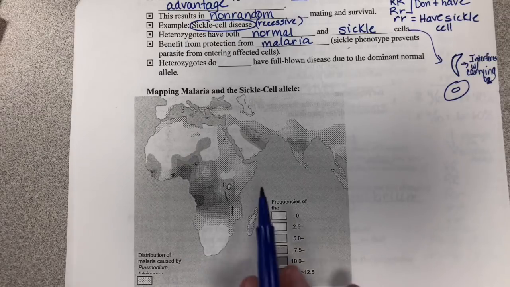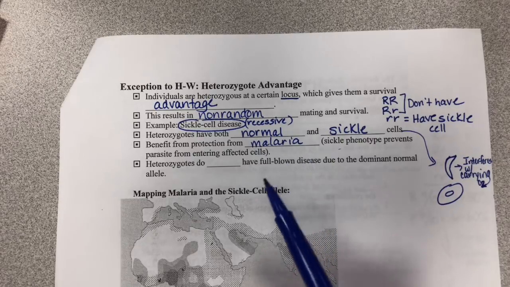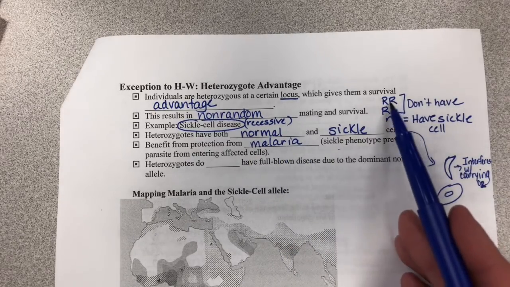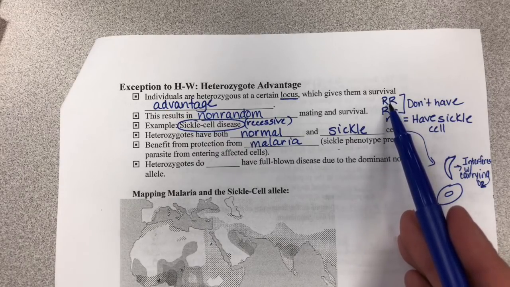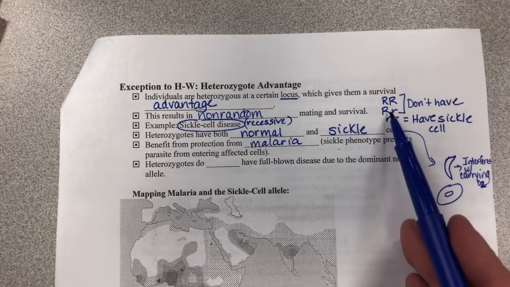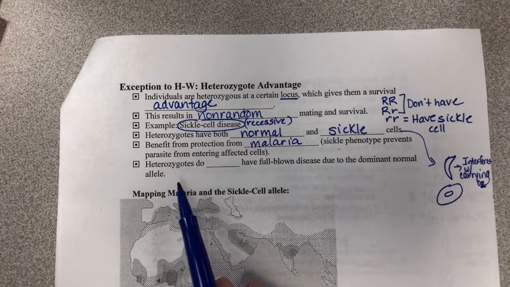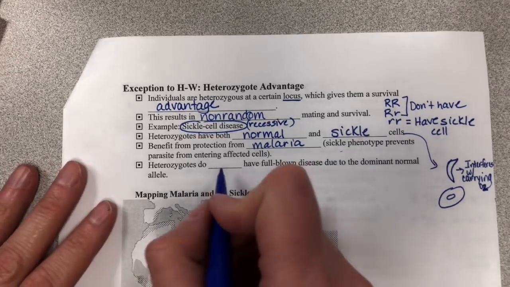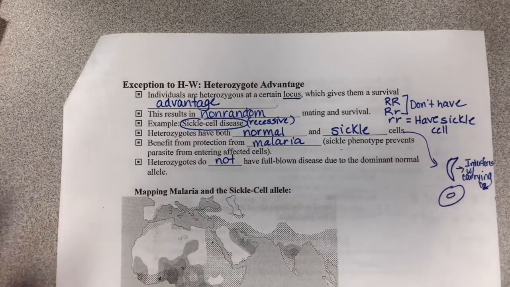So therefore, people who are big R, little r, have a greater advantage because they have a resistance to malaria. Whereas if you're big R, while you don't have sickle cell disease, if you're bitten by a mosquito that has this parasite that causes malaria in it, you're going to get this disease. So in those tropical places, big R, little r is the better genotype to have.